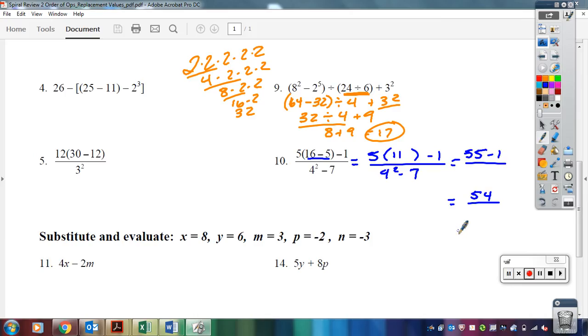Down here, 4 squared is, I'm getting ahead of myself. 4 squared is 16, minus 7, which is 9. And 54 divided by 9. Excuse me, sorry for getting ahead of myself. That's how we do that problem.